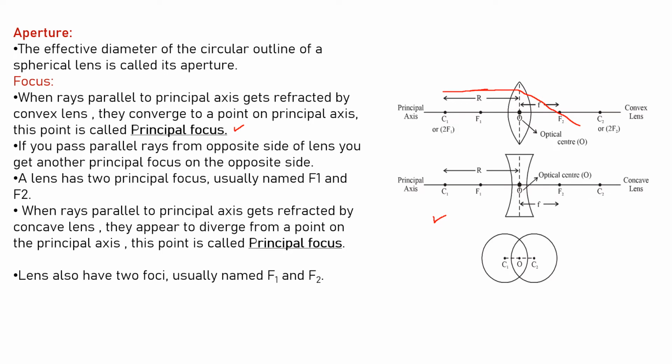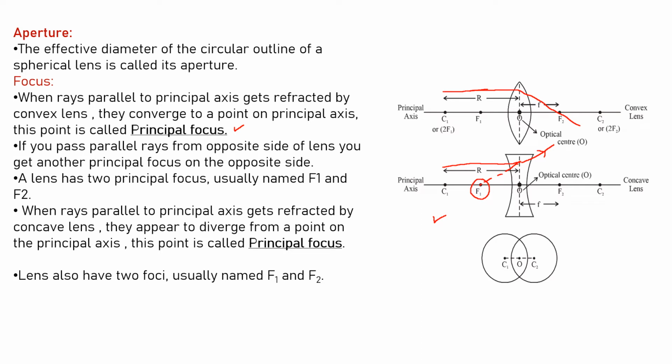Now, if I draw a ray over here, at this point it will get refracted. But if I extend it back, you will see that this ray appears to be coming out from f1. It appears to diverge from a point on the principal axis. It appears that the rays are coming from f1. So this one is my principal focus.